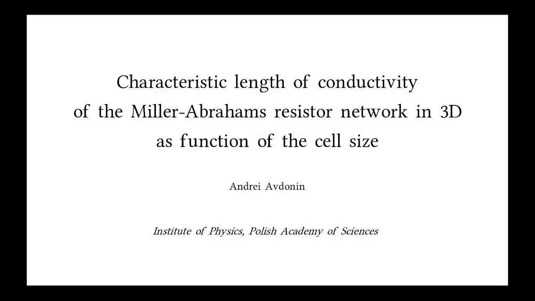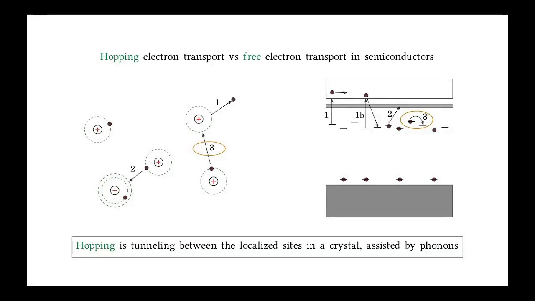Today I'm presenting my work titled Characteristic Length of Conductivity of the Miller-Abrahams resistor network in 3D as a function of the cell size. This work investigates the properties of hopping electron transport and specifically the hopping conductivity. This slide shows the difference between the hopping electron transport and the more common free electron transport in semiconductors.